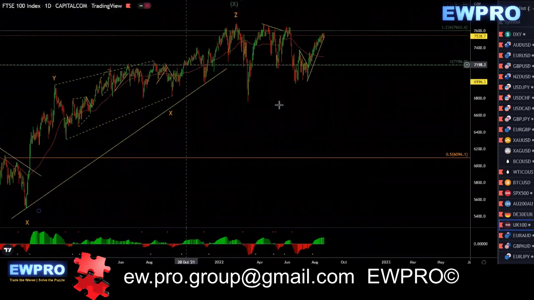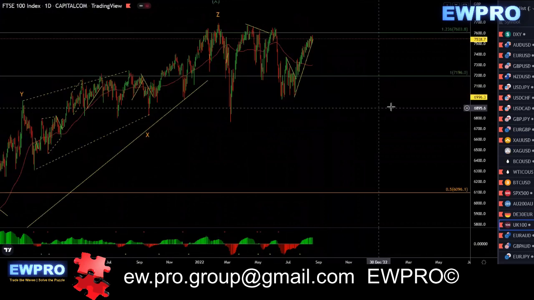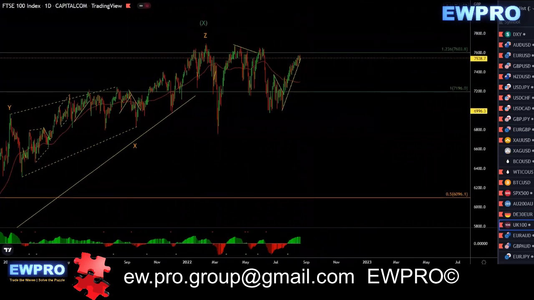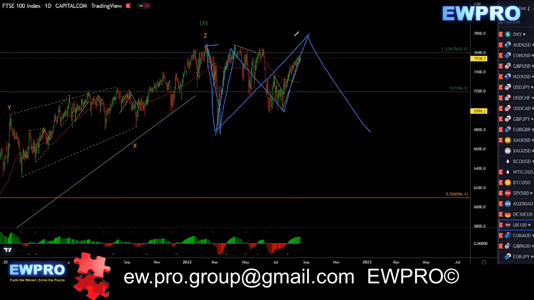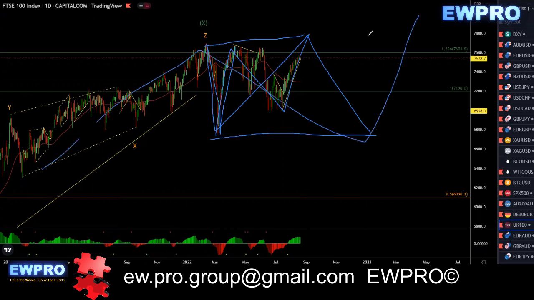The FTSE on the daily. This is extremely complicated as well because, like I've mentioned, we got this nice impulse down, but very deep correction. So I'm looking for an A, B, C up in here, and then we get an A, B, C as the larger correction before we get A, B, C, more upside.